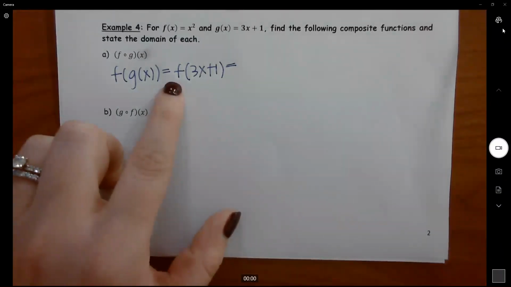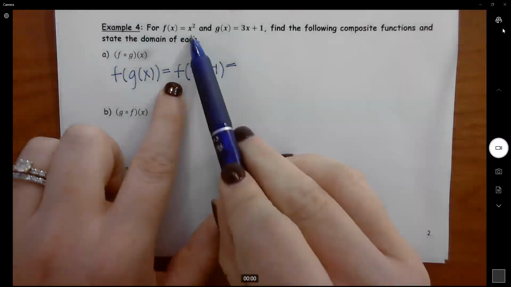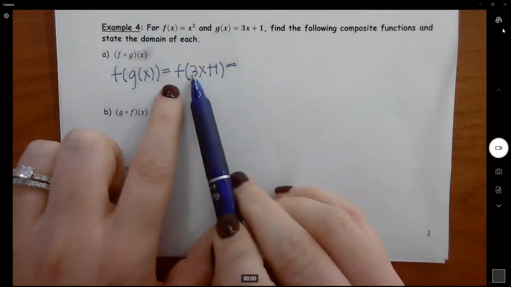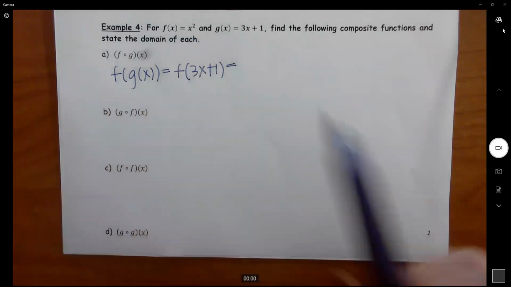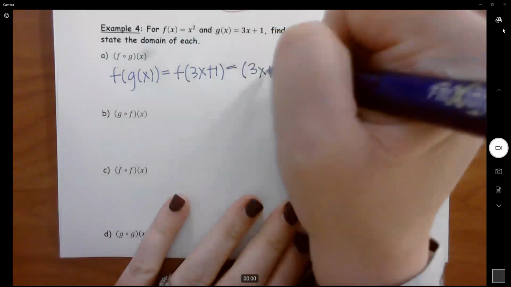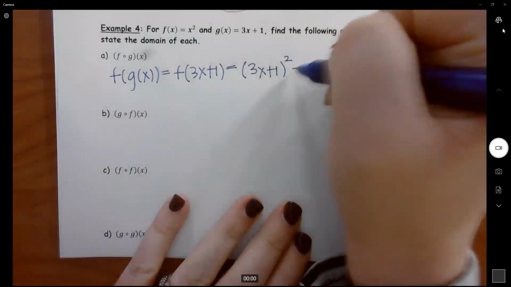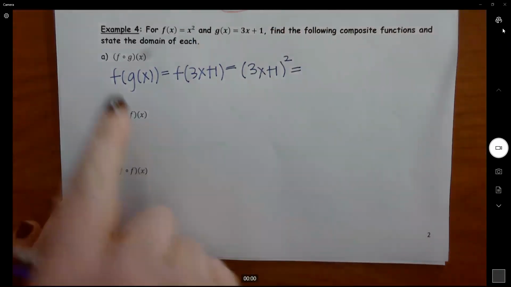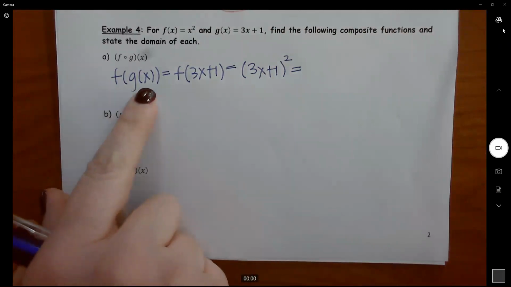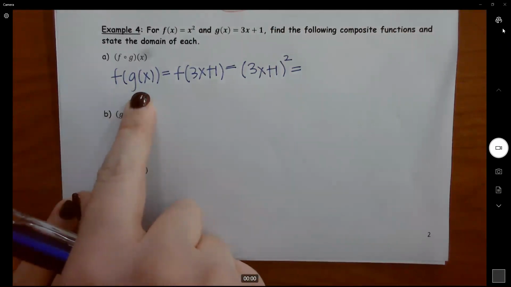And so now for my function f, where I see x, which happens to just be 1x, I'm replacing this 1x with 3x plus 1. So this becomes 3x plus 1 squared. Okay, so I rewrote this as f of g of x. I figured out what is my g of x.